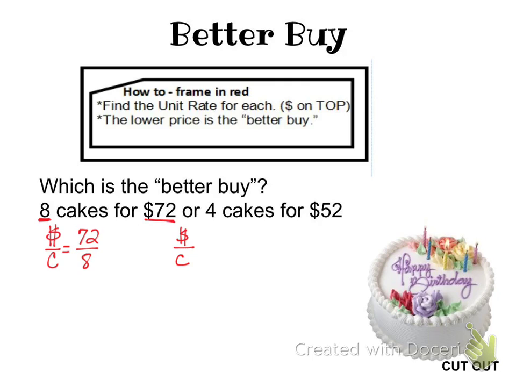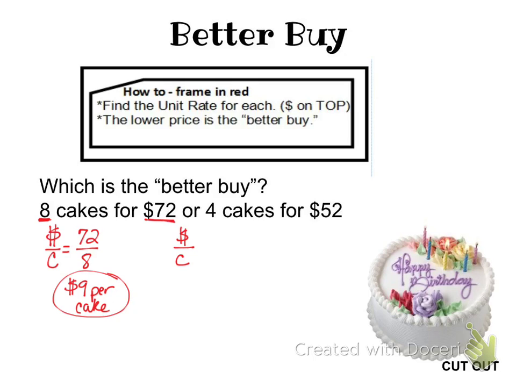Then all we have to do is figure out at that rate how much is it for 1 cake. So we can do that by dividing the bottom into the top. How much is 1 cake? $9. So $9, and remember how we did it. $9 per cake, right? Per cake. Okay? So that one's $9 per cake.